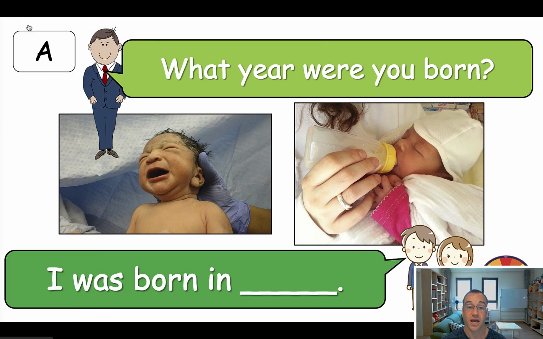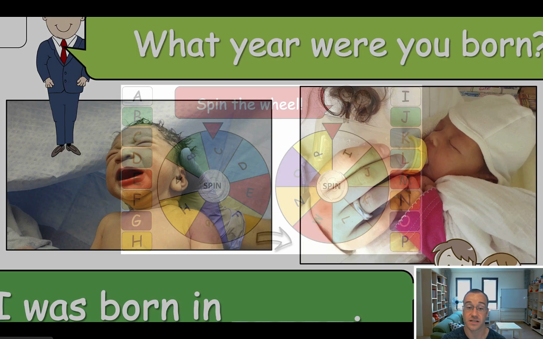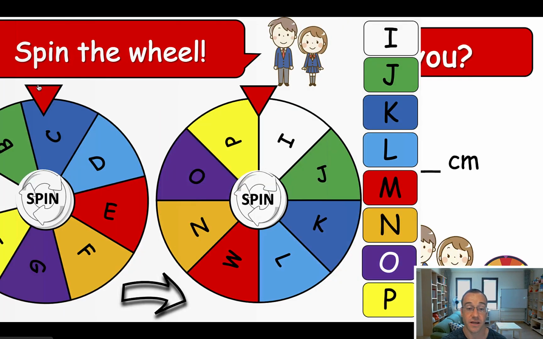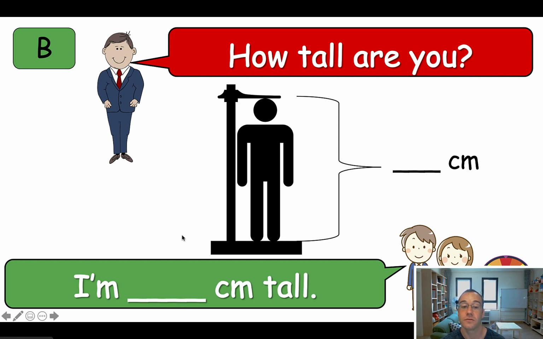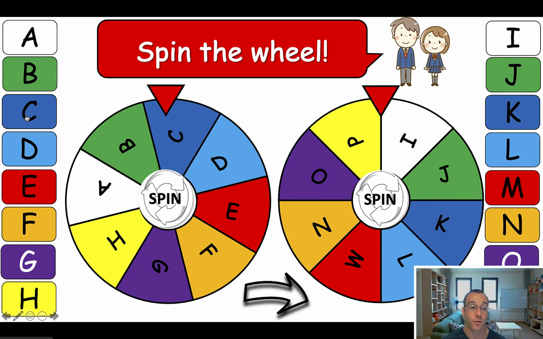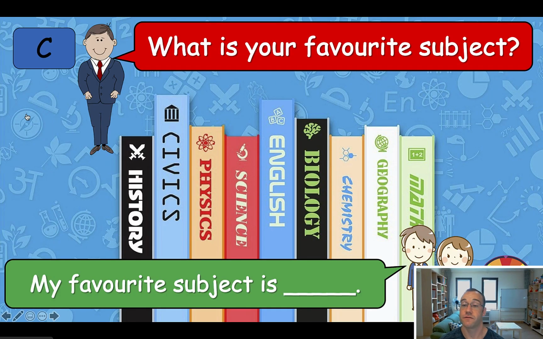So, question A is, what year were you born? This is a question that I answered during my 2 truths and 1 lie. Let's say I was born in, I don't even know what year these 6th graders would have been born, 2010, 2009 maybe. And then you click this spinning wheel and it takes you back. Question B, if they spin to B, is how tall are you? They'll say I'm, and however tall they are. Great language for them. C, what is your favorite subject? My favorite subject's Chinese. They'll give their favorite subject.